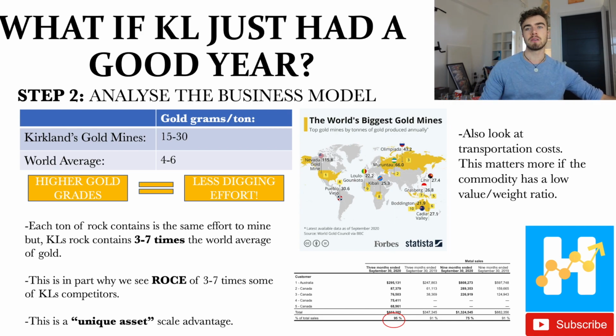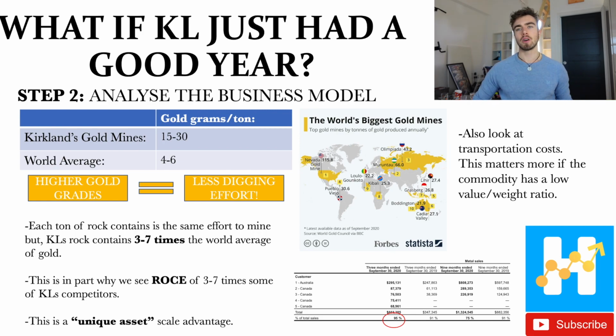And it makes it incredibly more efficient because they have the same costs of mining a ton of rock out of the ground, but they can sell that rock for so much more because it contains so much more gold. That's what it is. So this is a unique asset scale advantage, and that is why you see such high returns on Kirkland Lake Gold.